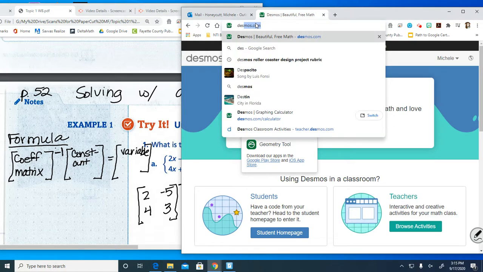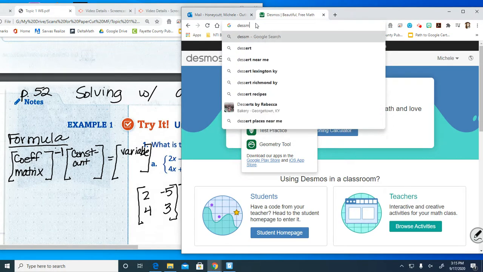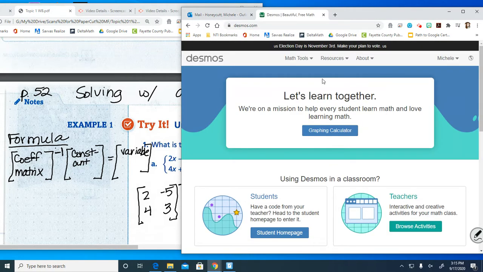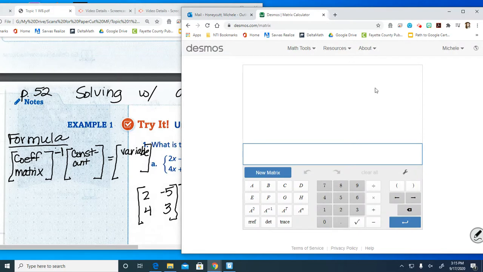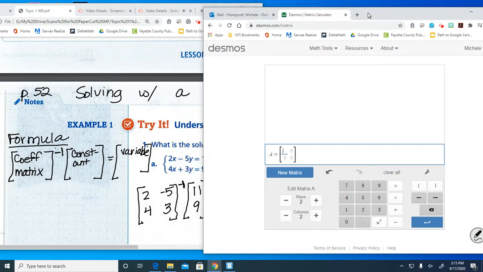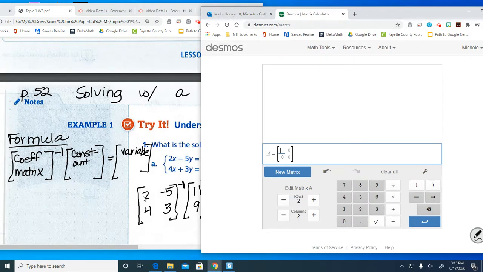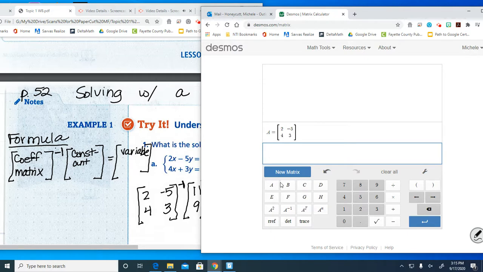So go to desmos.com. I know you might be used to going to the calculator at this point, but Desmos.com has a home screen. You might be used to clicking this graphing calculator. Don't do that for matrices. Go to Math Tools, click the Matrix Calculator. And we need a new matrix. My first matrix is this 2, -5, 4, 3. Okay, that's one matrix.